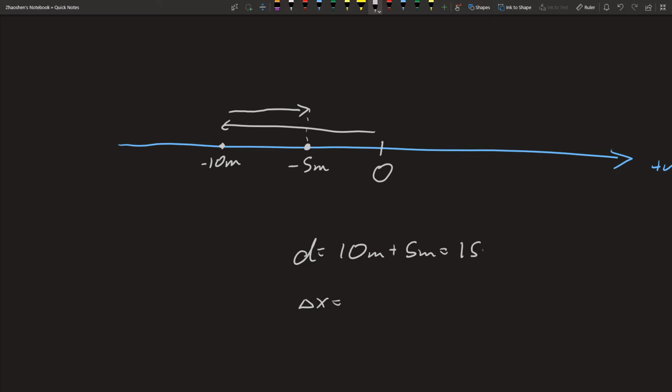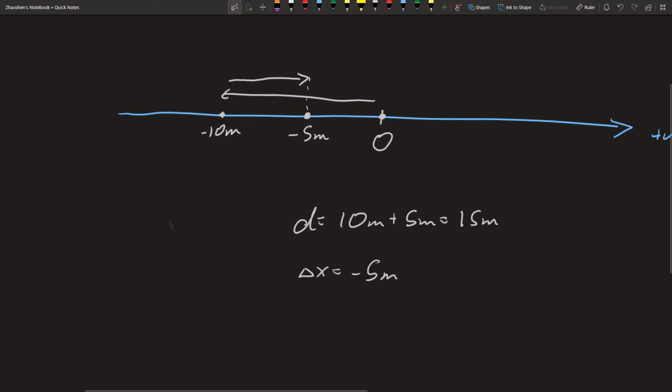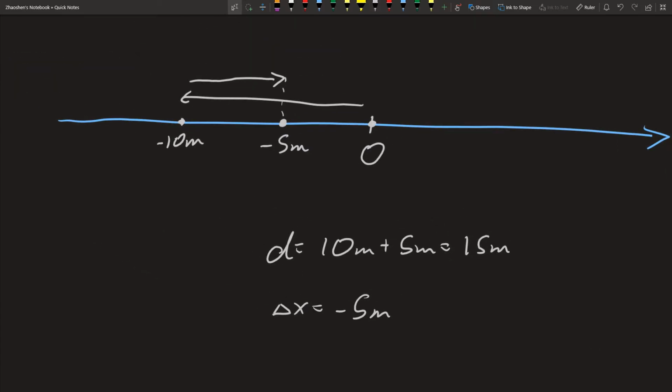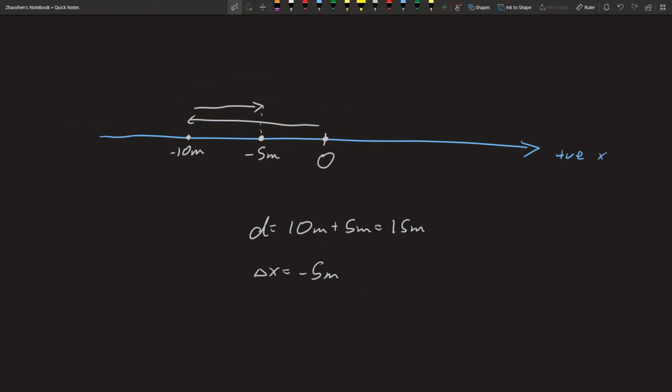Will be 15 meters. But how much did I displace? Now, displacement means how much did you move in total, right? You started at 0, you ended at -5. That means you moved 5 meters to the left. This is -5 meters. I'll write the definition of displacement later, but here's the idea, okay? So, from this example, you can see that distance is not necessarily the absolute value of x. Okay, so we can calculate the displacement by just thinking how much did I move in total.